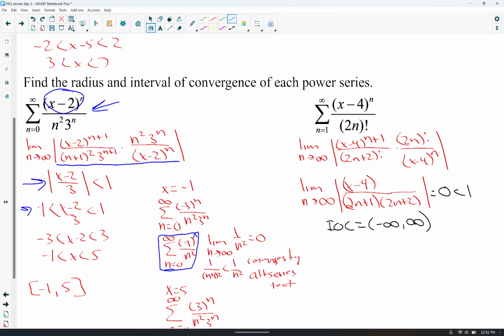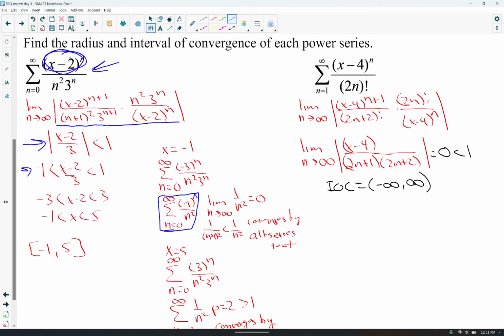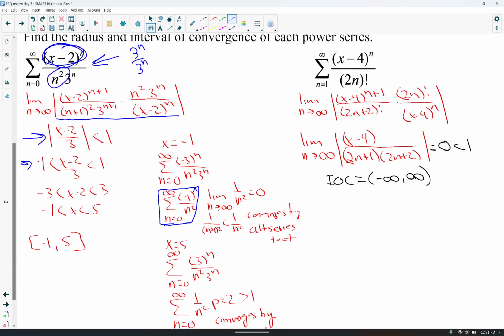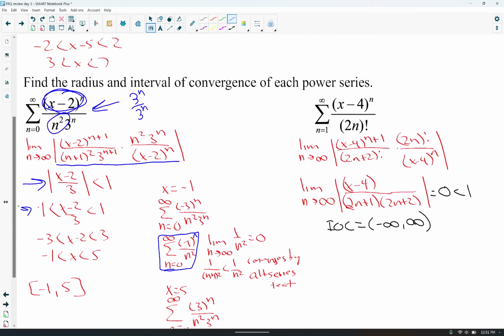So -1 is good. When you plug in 5, all the way up here, 5 minus 2 is 3. So we get 3 to the n over 3 to the n. That's going to cancel out, leaving that n squared. And p is equal to 2 on this. That's greater than 1, converges by p series.